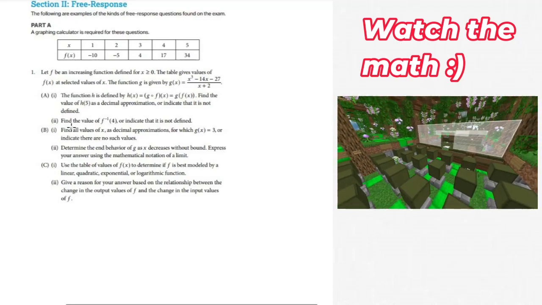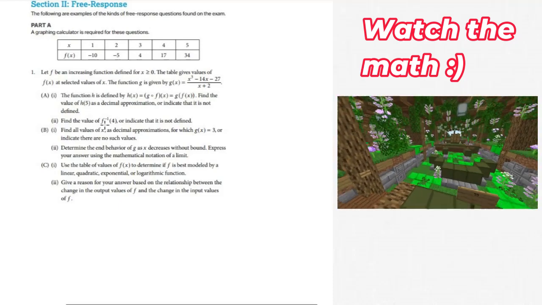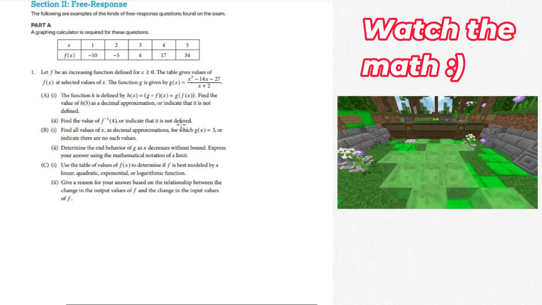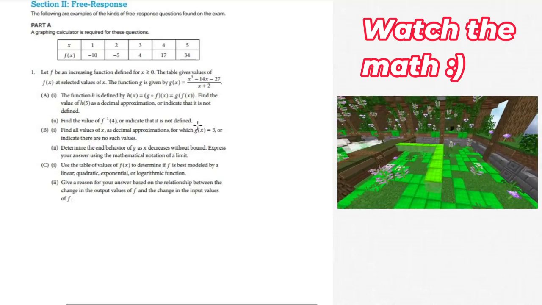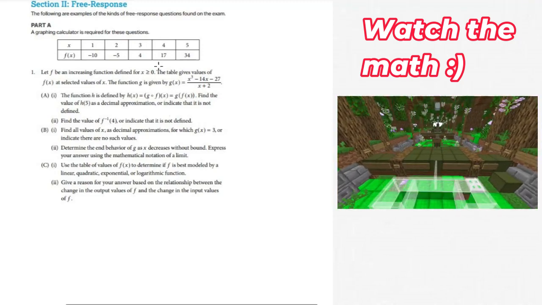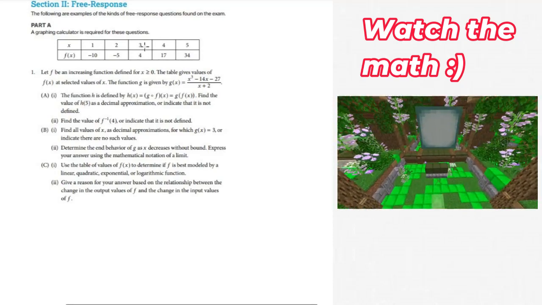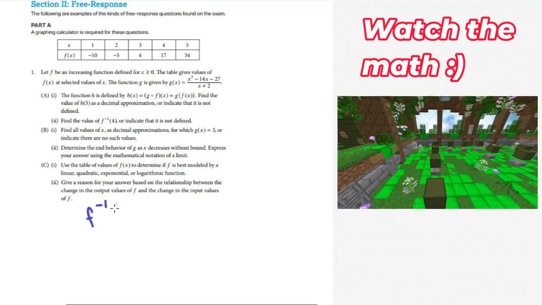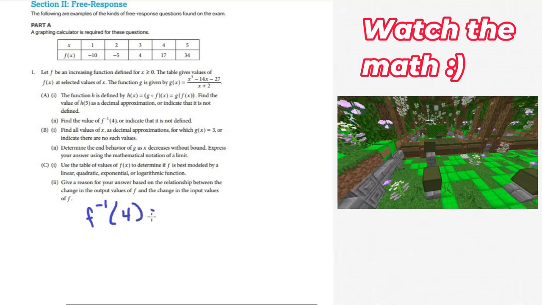The second part of the question is asking us to find a value for f inverse of 4, or indicate that it's not defined. Basically, what that means is we're going to be looking at when f of x is 4, because if you remember, inverse just means you're basically swapping your x and your y. So look, when the function is equal to 4, then you swap it and you get that this is equal to 3. So f inverse of 4 is going to be equal to 3.